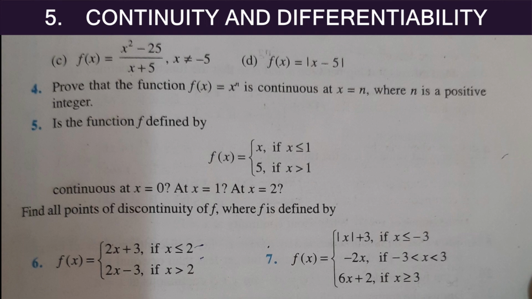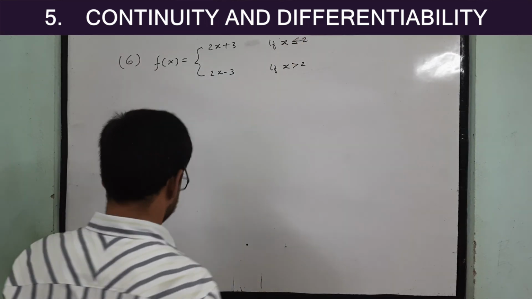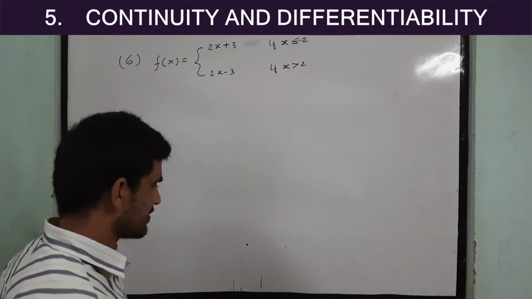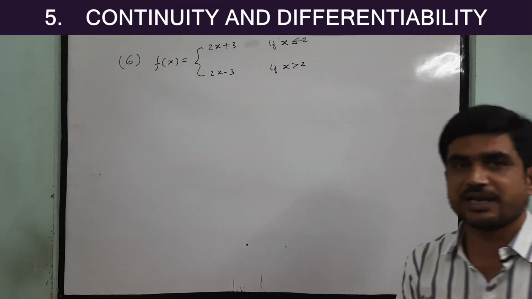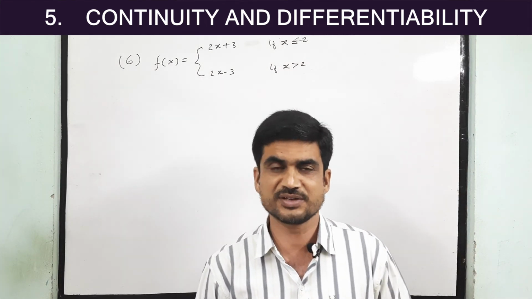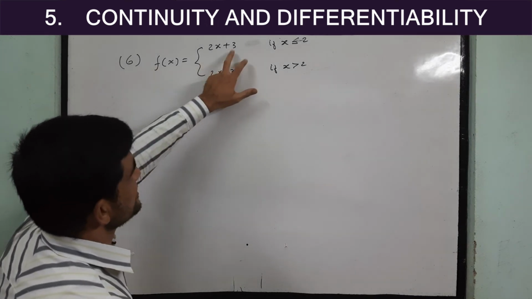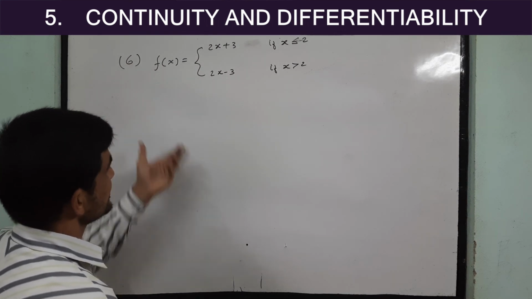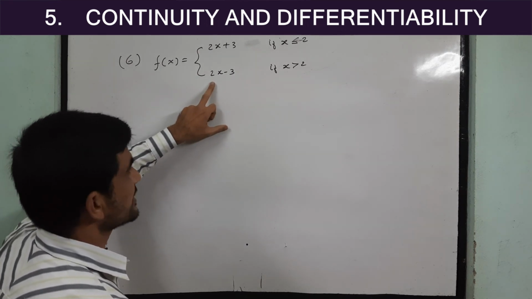Okay, find all points of discontinuity of f, where x is less than or equal to 2. Clear? So we have to find the points of discontinuity. You know, children, that a polynomial function or a linear function is always continuous. So if you see only this part, when you consider f(x) equal to 2x plus 3, at all points it is continuous. But in this function it is changing. Here also 2x minus 3 is a linear function, a linear type of polynomial.